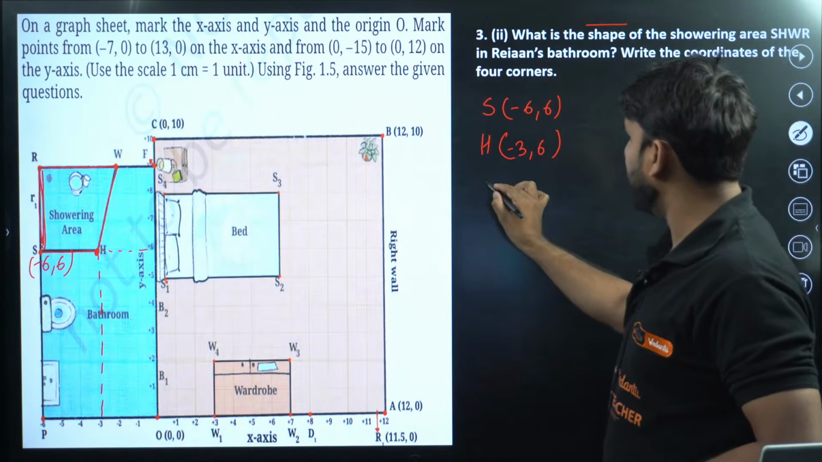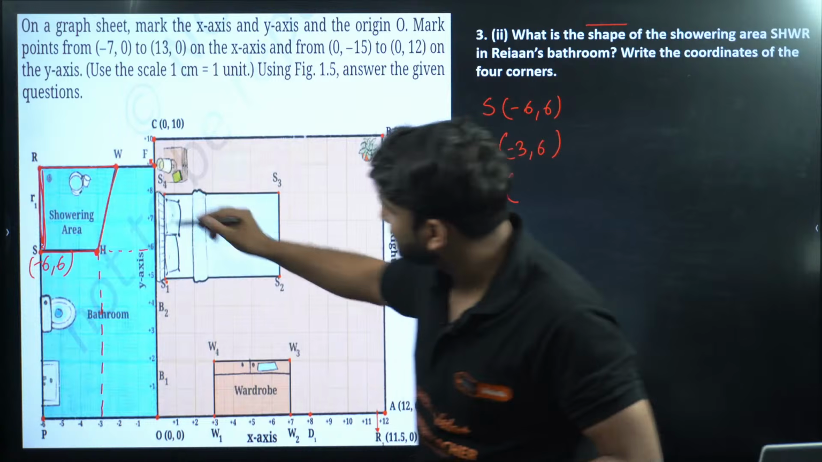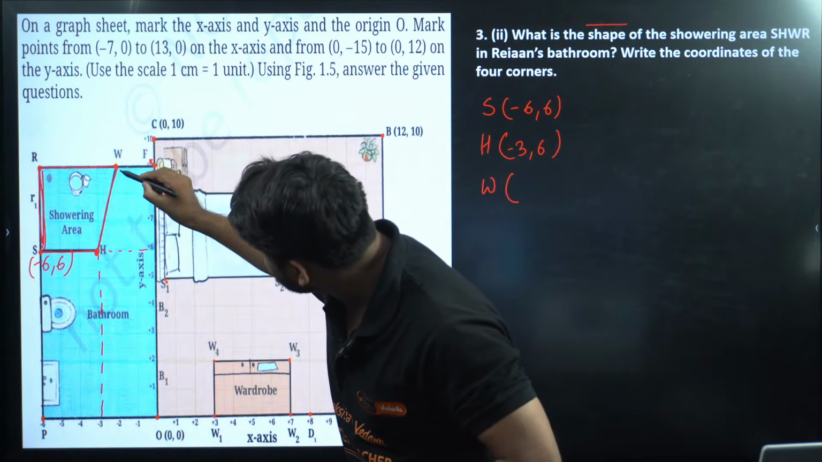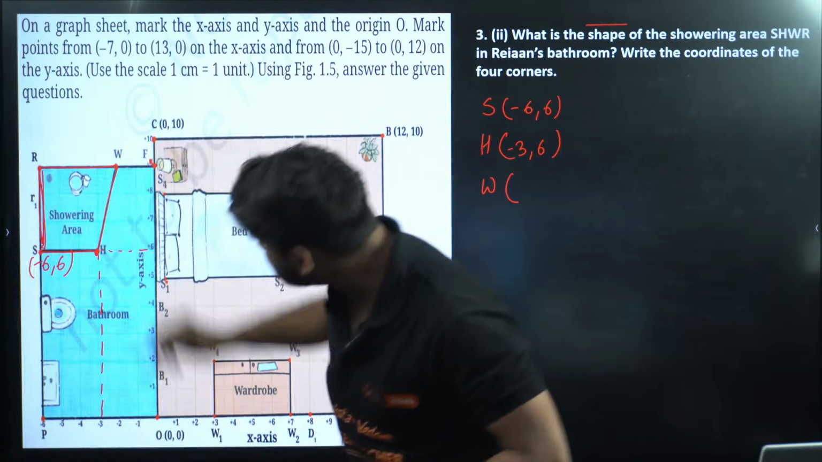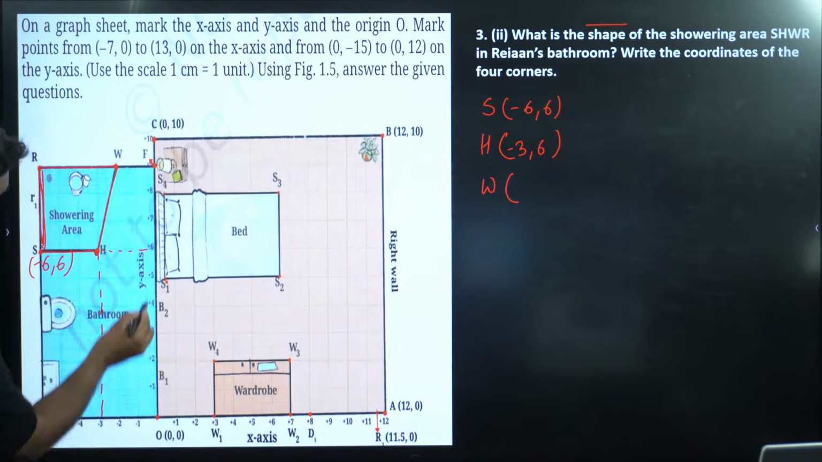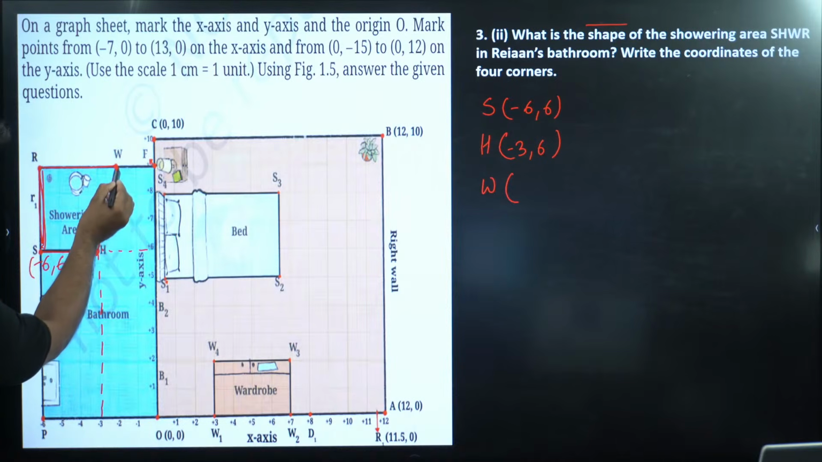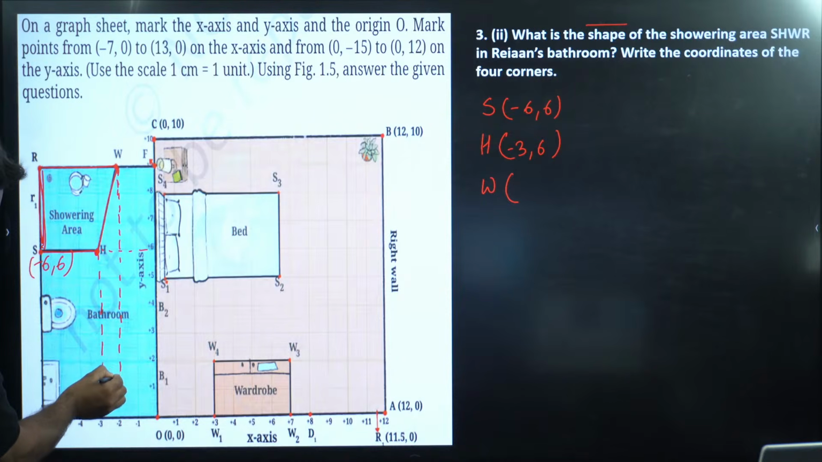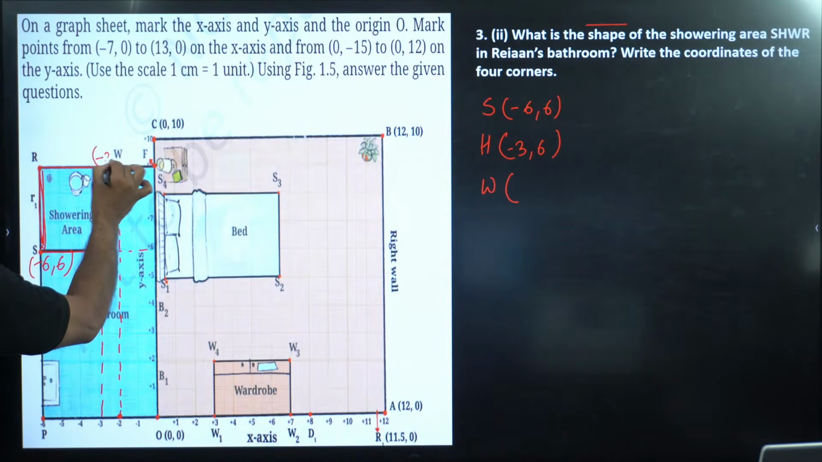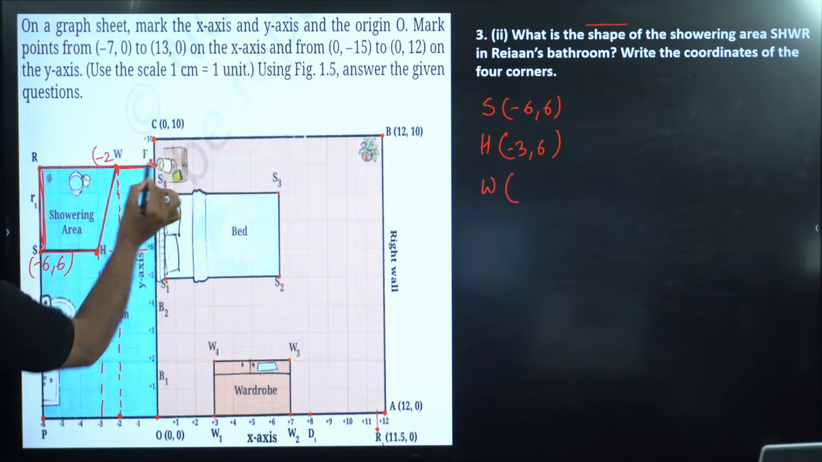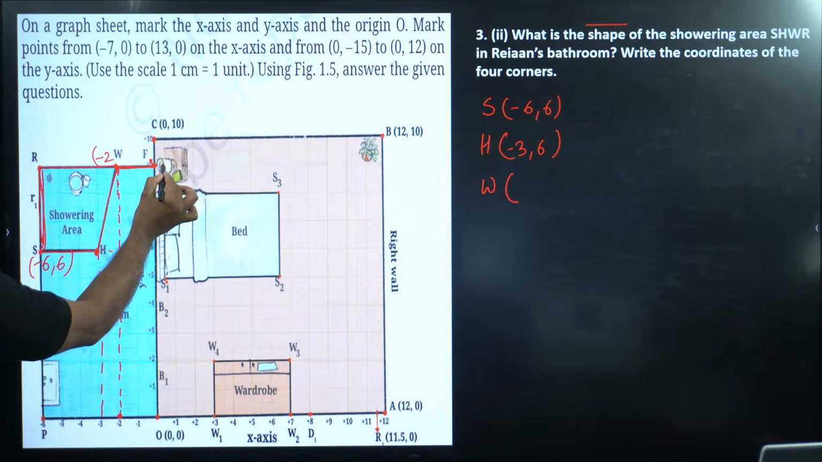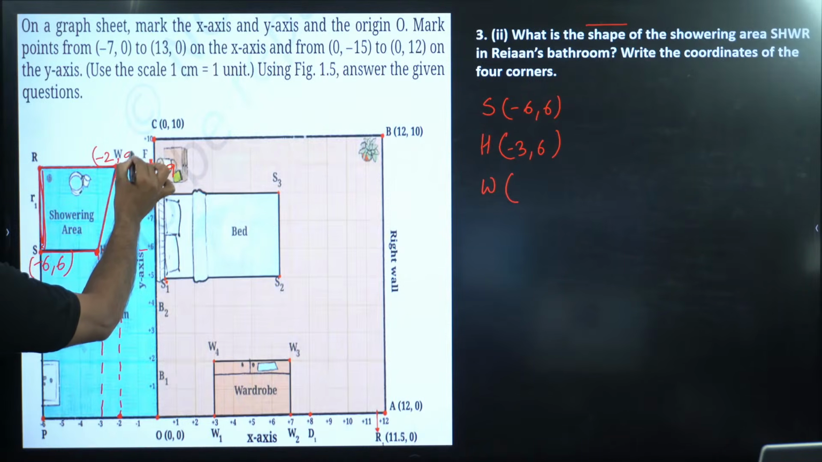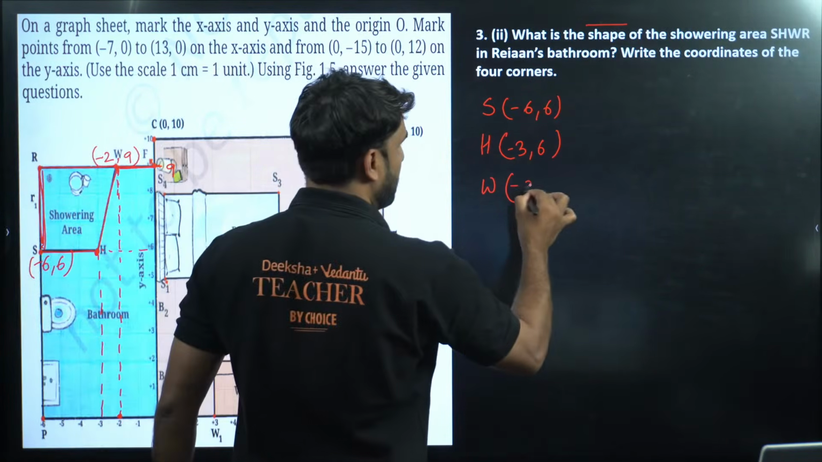Now, what will be the W coordinate? This is W, champion. Where is W? If we draw a line to show the exact point of W on x-axis, we are getting minus 2. So x will be minus 2, and the y coordinate is here. Counting 1 to 8, the y coordinate is 9 here. So this will be minus 2, 9. So W is equal to minus 2, 9.